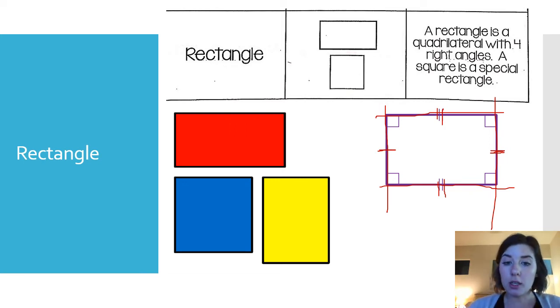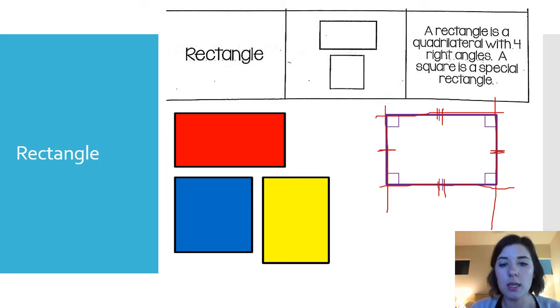Now, if we look at a square and think about, is this a rectangle? The answer is yes. I know you guys know that. A square is a special type of rectangle. Because a rectangle must have 4 right angles. We know a square has 4 right angles. And a rectangle must have opposite sides that are equal. Are the top and bottom equal? Yes. Are the sides equal? Yes. So just like any other rectangle, it has 4 right angles and opposite sides are equal.